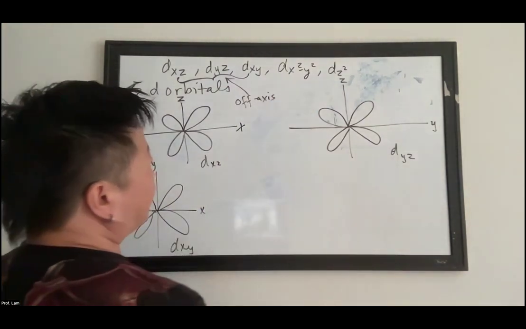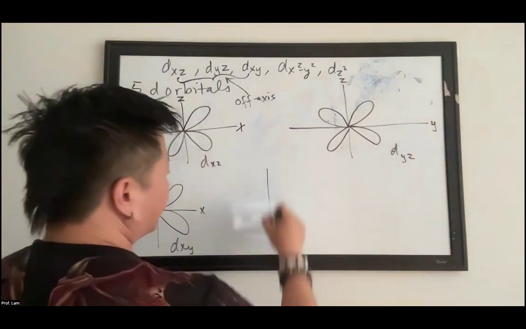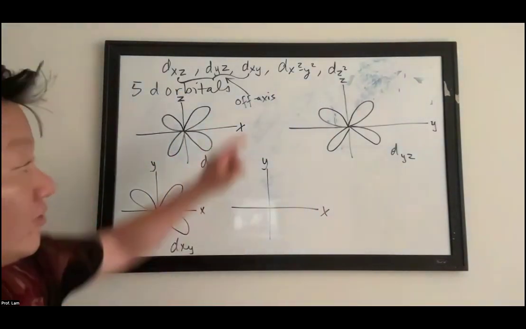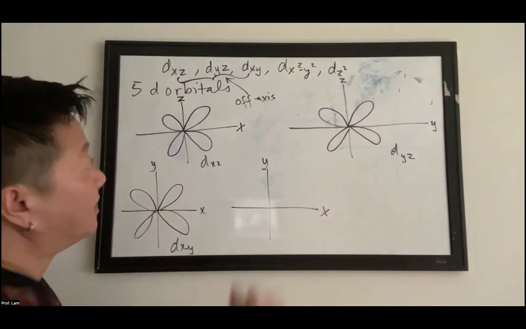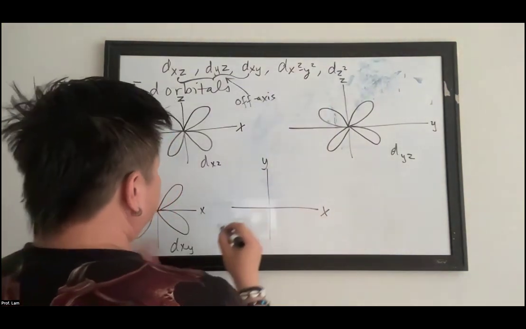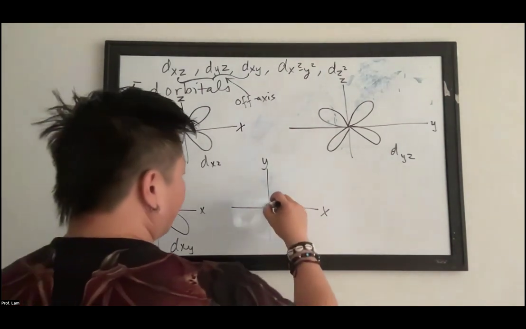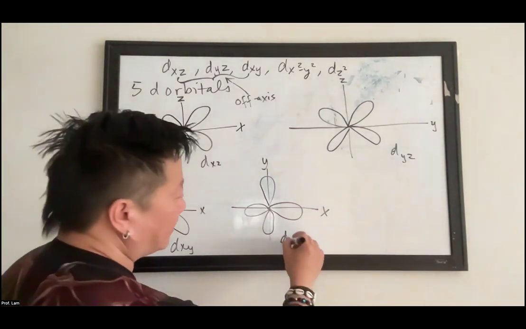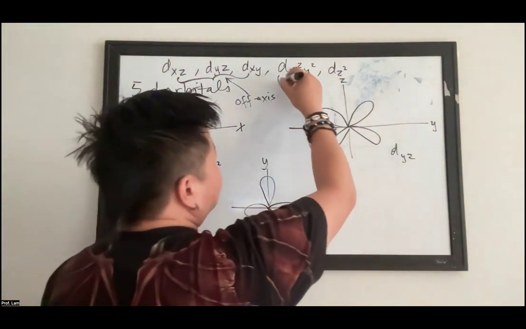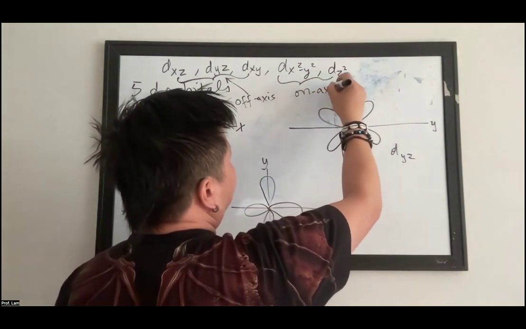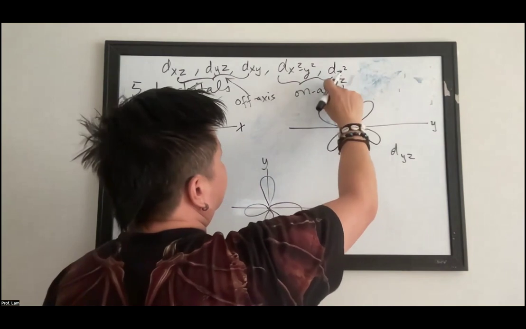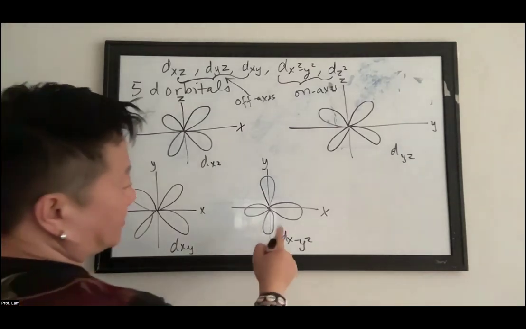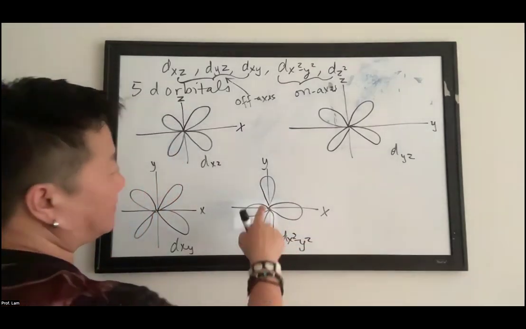And then I'm going to do the fourth one, dx squared minus y squared. Again, it's telling you there's an x and y axis. If you know the name, it's easier to generate the drawing. So dx squared minus y squared is going to look like dxy, except the 4-leaf clover is shifted 45 degrees and is lying on the axis. You've got to remember that these ones are on axes, plural. So dx squared minus y squared is this one.